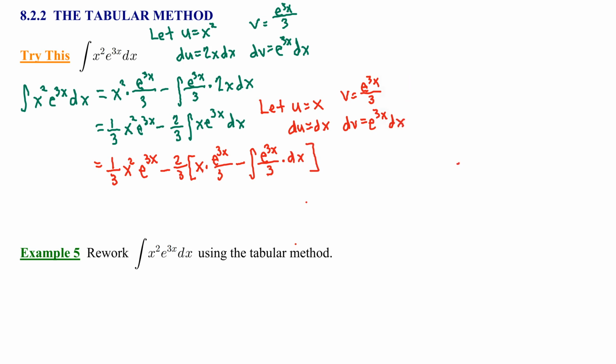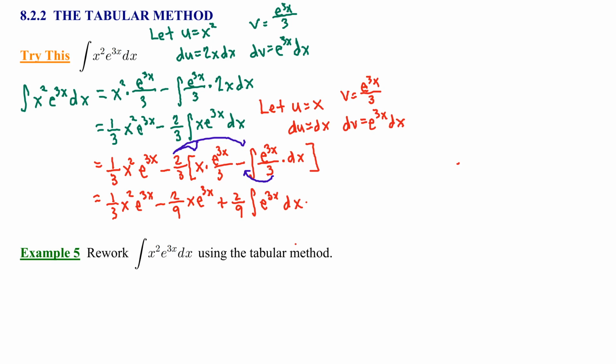All right, let's see what we're dealing with here. We need to distribute the negative 2/3 to both terms here, and while we're at it, I'm going to factor a 1/3 in front of that integral sign. So we'll end up with 1/3 x squared e to the 3x minus 2/3 times 1/3 gives me 2/9 x e to the 3x. Now we're distributing a negative 2/3. Negative times negative is positive, and 2/3 times 1/3 is 2/9 integral of e to the 3x dx. We have finally arrived at an integral that we can evaluate directly.